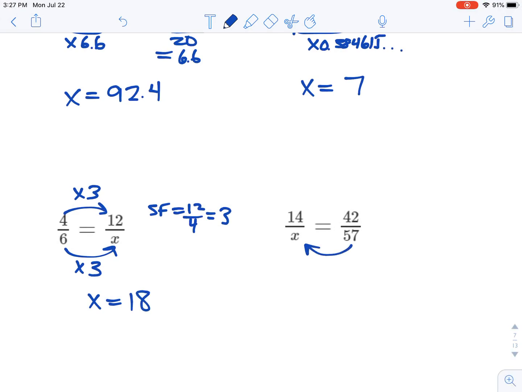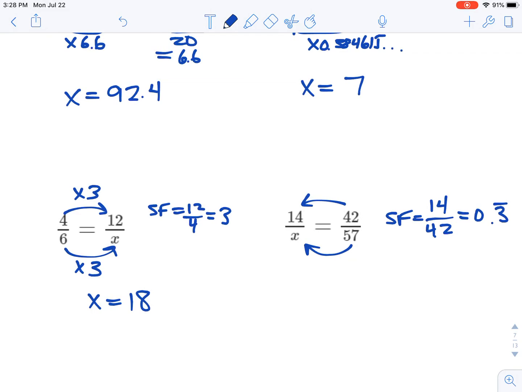For the next one, same idea. Let's point towards x, point towards x. So our scale factor here would be the new one, the 14, divided by 42. This is going to be 1/3 because 14 goes into 42 three times. This is going to be 0.3 repeating. So do 14 divided by 42, and again, just leave that decimal on your calculator.